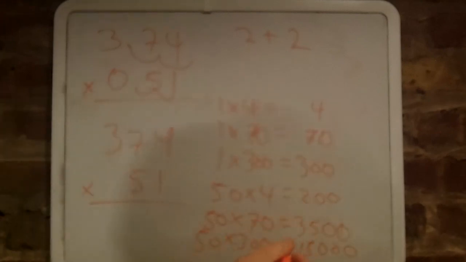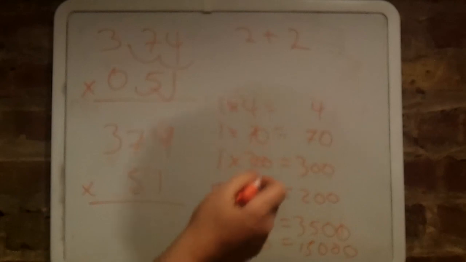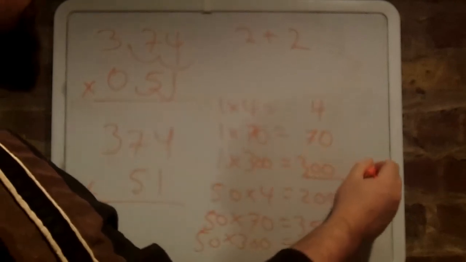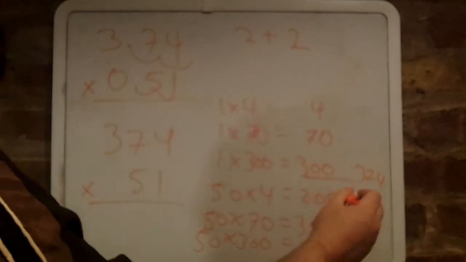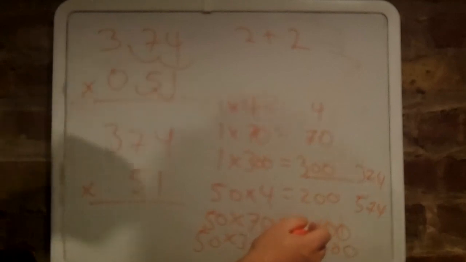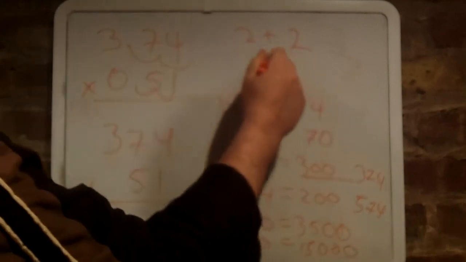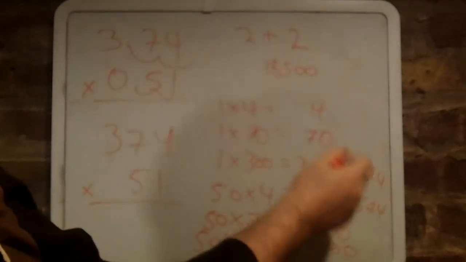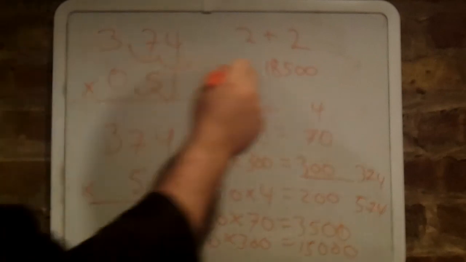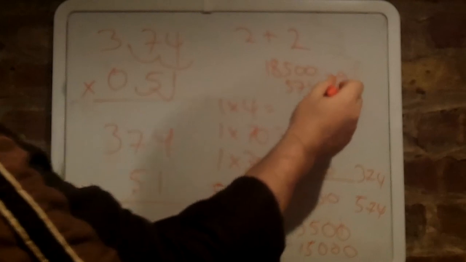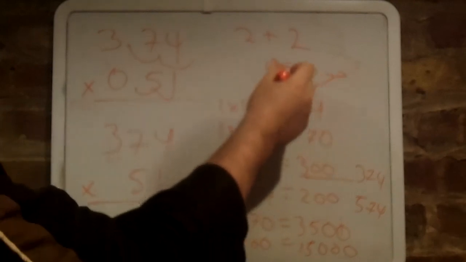So if we add up all that, up to here we'd have 374. Put on another 200, it would be 574. Here we'd have 3,500 and 15,000 would be 18,500, and 574. So this would lead to 74, carry the 1, so it'd be 19,074.